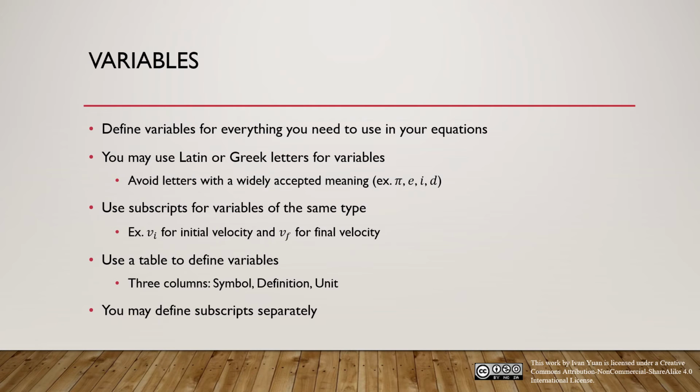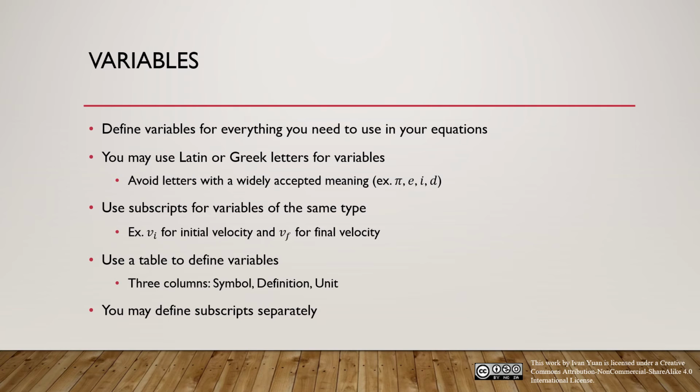And you should avoid using letters that have a widely accepted meaning. For example, pi, which is commonly used for the ratio between the circumference and the diameter. E, which is commonly used for Euler's number. I, which is commonly thought of as the imaginary constant. Or D, which is often the symbol for derivative. And if you have variables of the same type, you can use subscripts. For example, when we want to talk about velocity, we can use v with subscript i for initial velocity, and v with subscript f for final velocity.